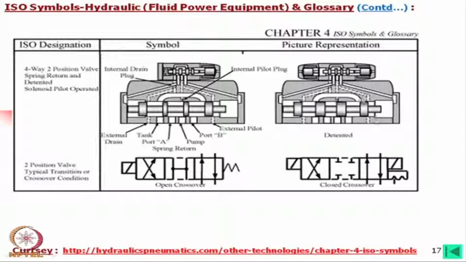We can study this in detail, open center and closed center, and in this case there is a spring which is not shown. So, spring return is there and the other side is driven by the armature. In this case both are driven by this armature and this indicates the detent position.